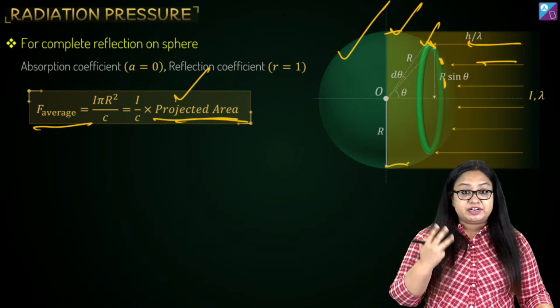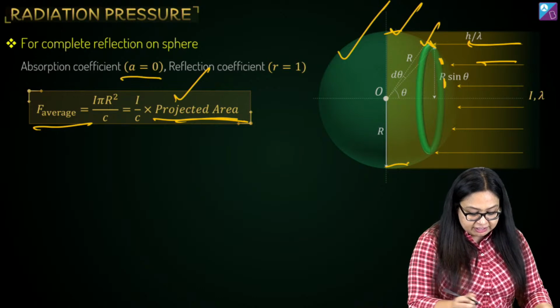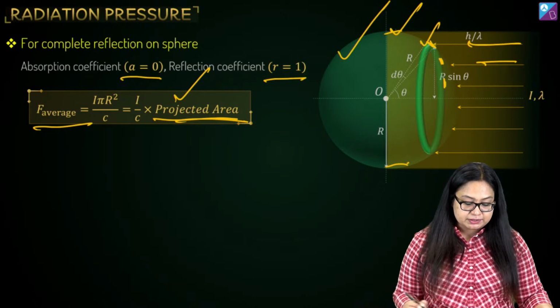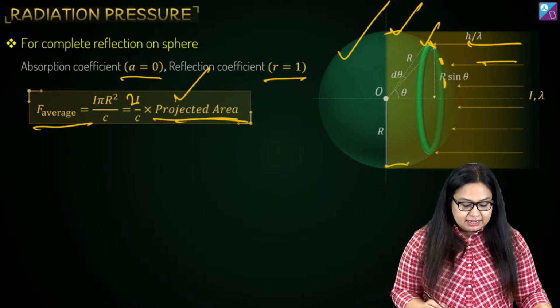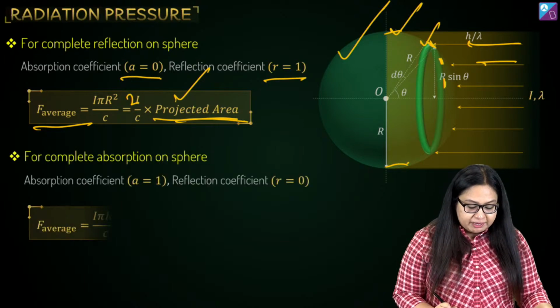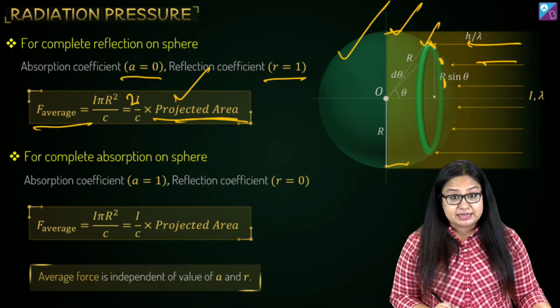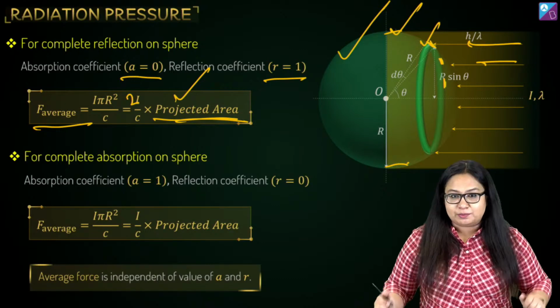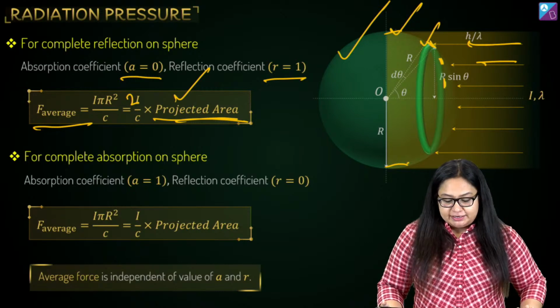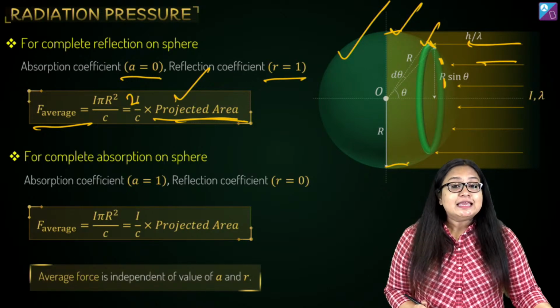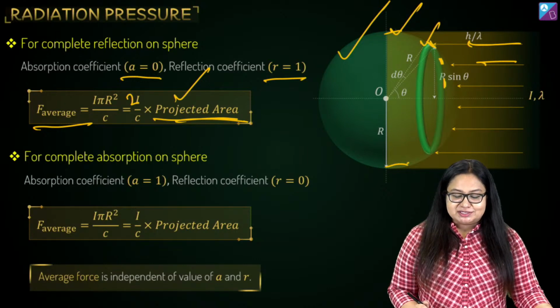Again, here as well, we have three cases. If absorption coefficient A is equal to 1, reflection coefficient R is equal to 0. For complete reflection, 2I by C into projected area. For complete absorption, I by C into projected area. And there we go. Okay? Alright. Do remember this. Now, let's come to questions.